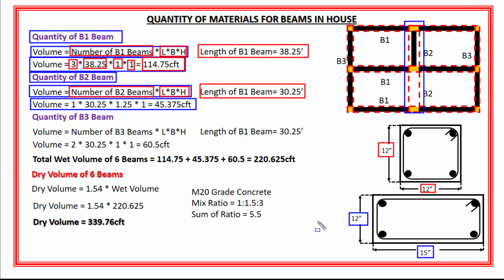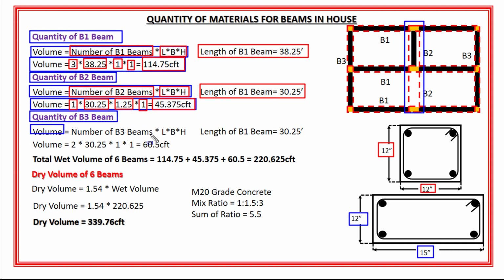Okay. So the total volume of B2 beam is equal to 1 multiplied by 30.25 multiplied by 1.25 multiplied by 1. And the total volume of B2 beam will become 45.375 cubic feet. Okay. Also this is the wet volume of B2 beam. Next is the volume of B3 beam.